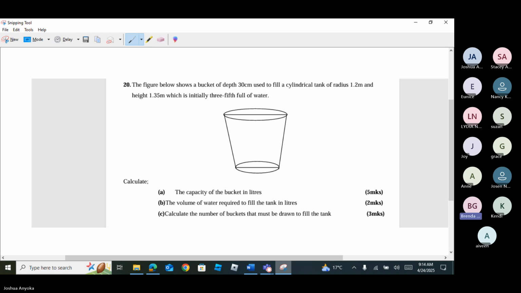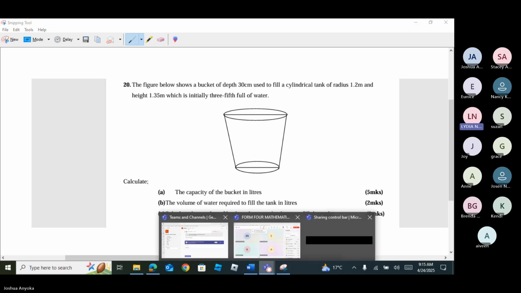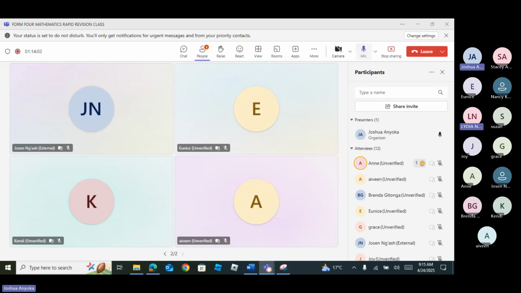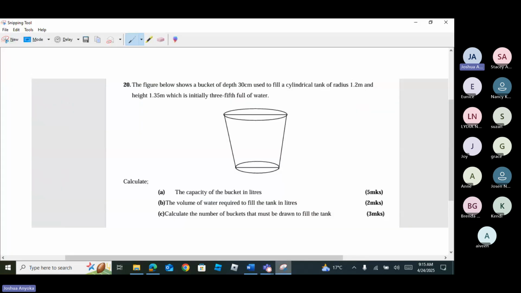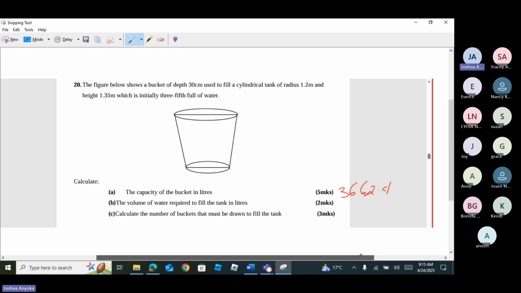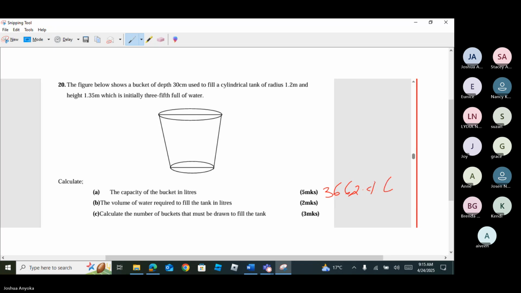Kisha nimepata answer ya A kama 3662.4 liters. That's good. Another person? Another person with another answer?